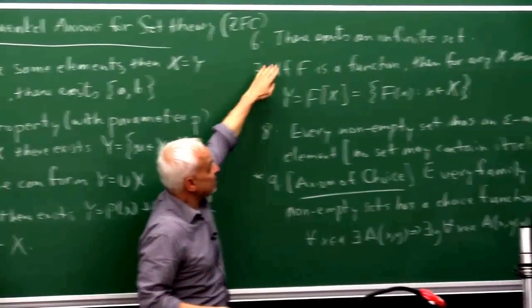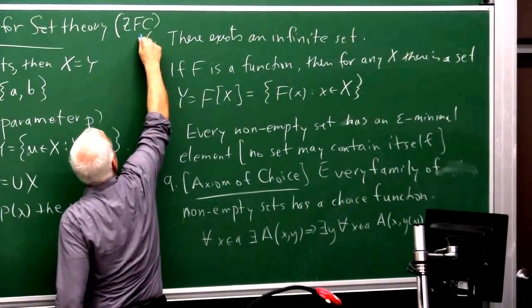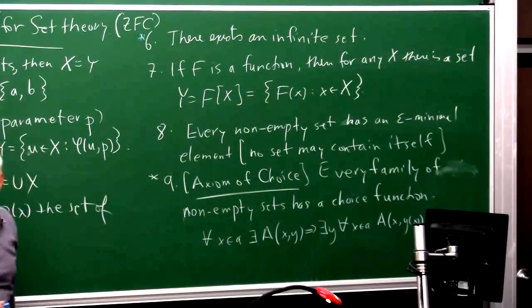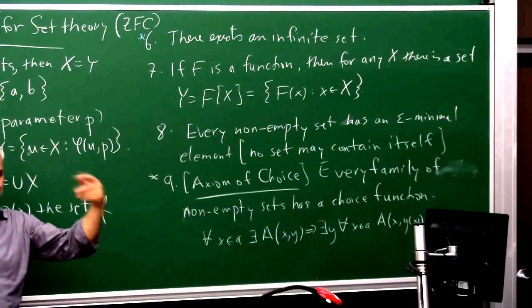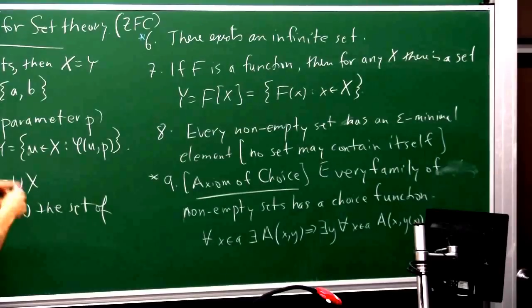There exists an infinite set. Maybe I'll put a star here. Okay, also a very contentious one. So we're building into the existence of set theory the assumption that there is an infinite set. This is sometimes phrased in terms of building in the natural numbers, and sometimes it's phrased this way.